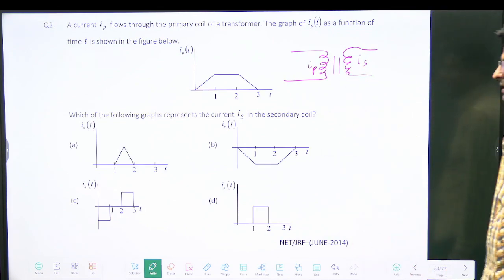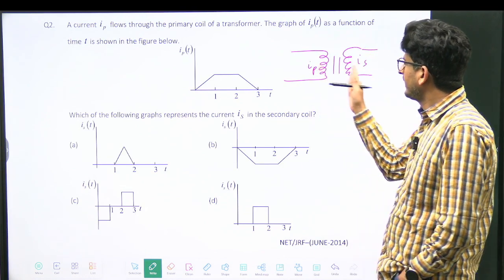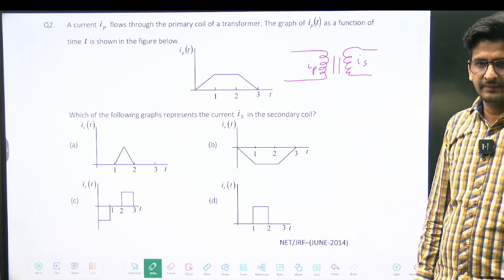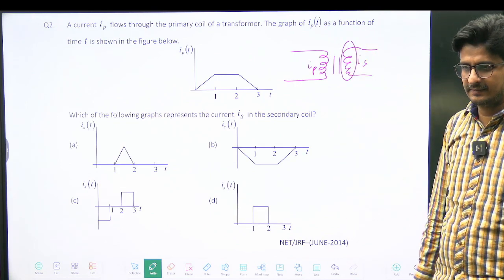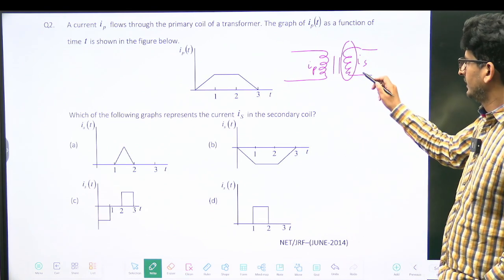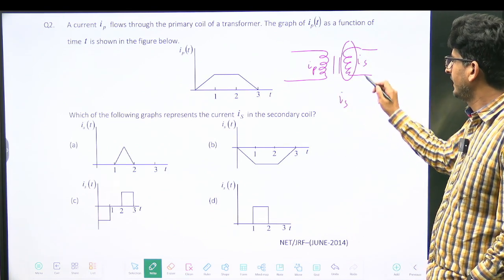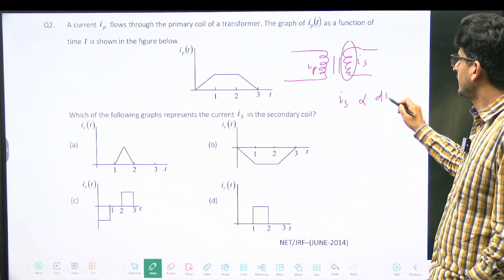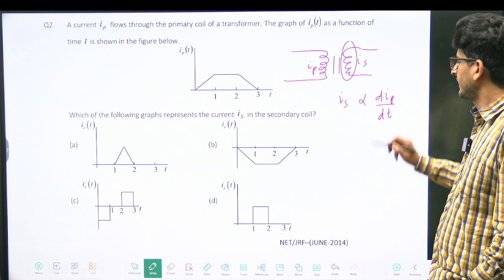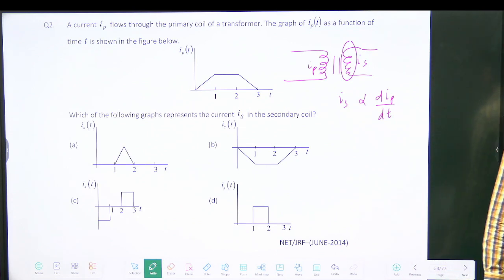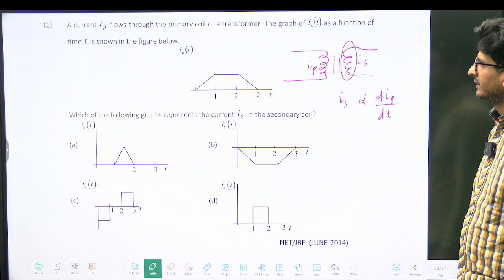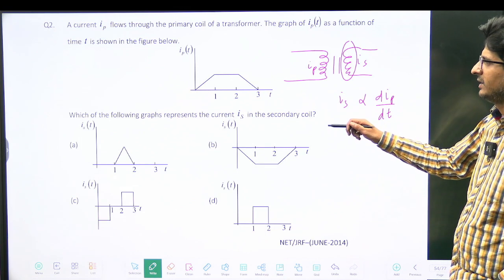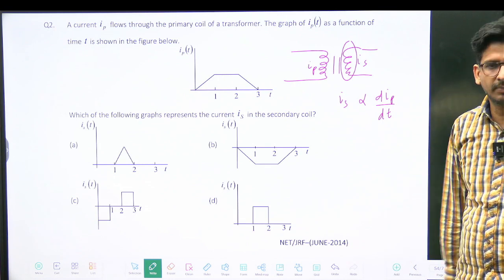So actually, in principle, how is the current transferred from primary to secondary? It is because the magnetic flux associated with this coil changes. So the current IS here is obviously proportional to dIP by dt, because this is responsible for the change in flux. That will depend, but here I have to see just the proportionality. So that will go into the proportionality thing.